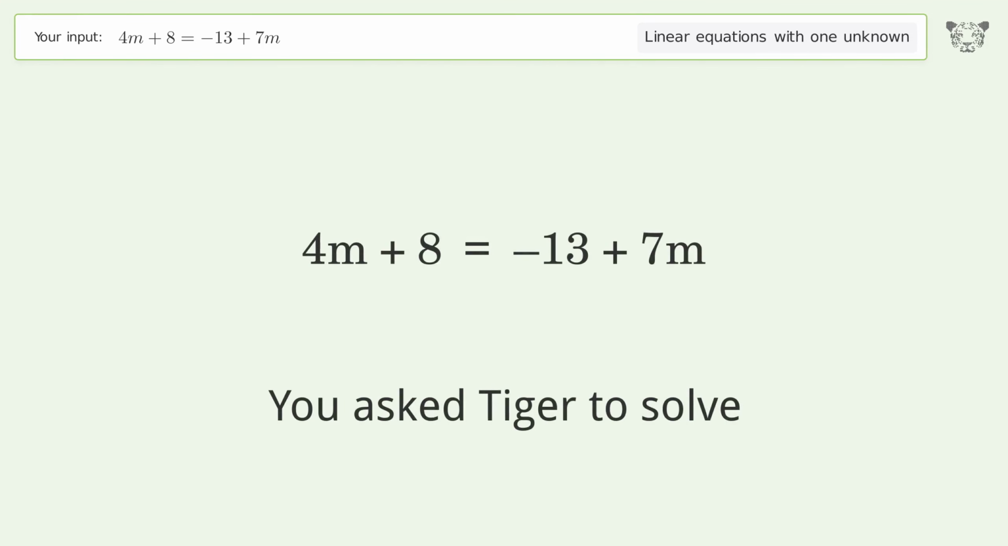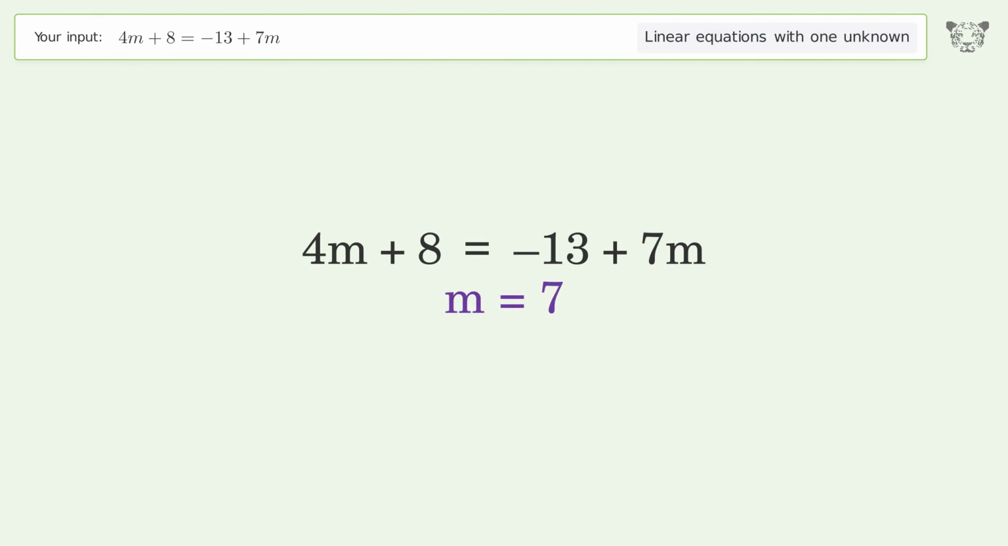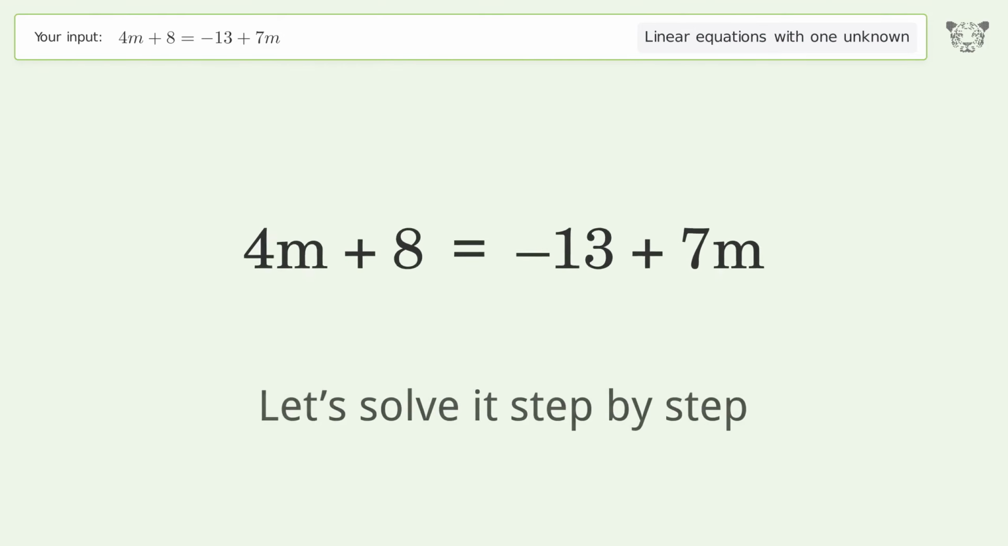You ask Tiger to solve this. This deals with linear equations with one unknown. The final result is m equals 7. Let's solve it step by step.